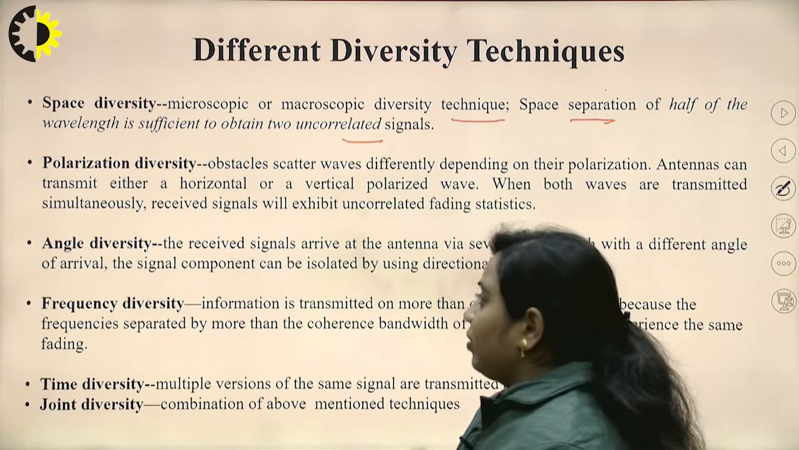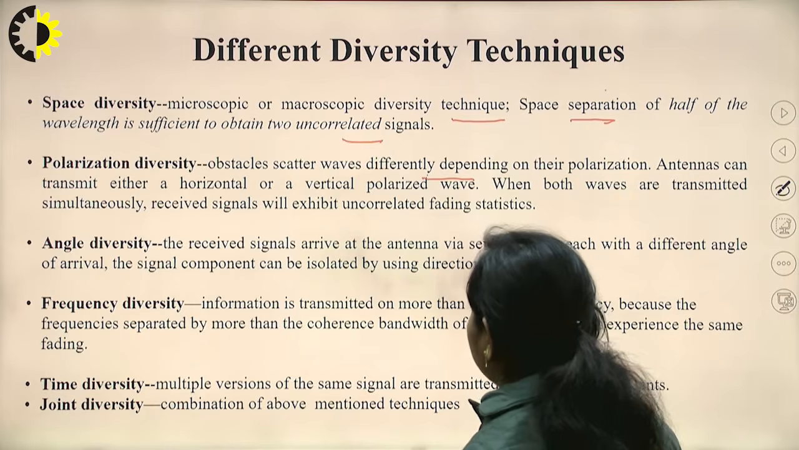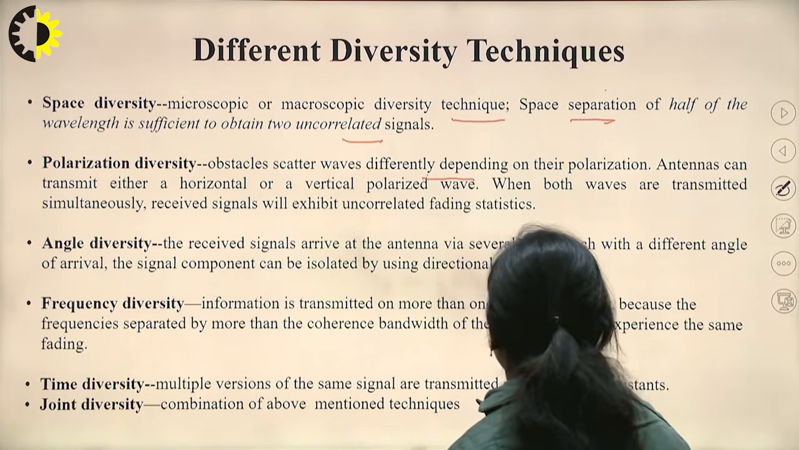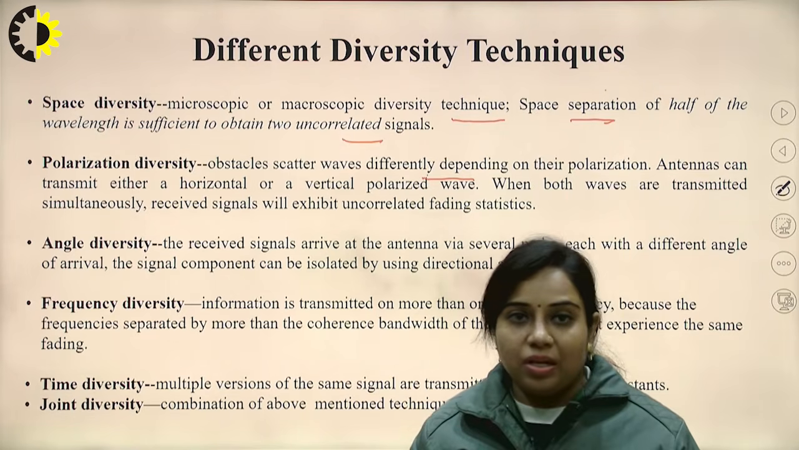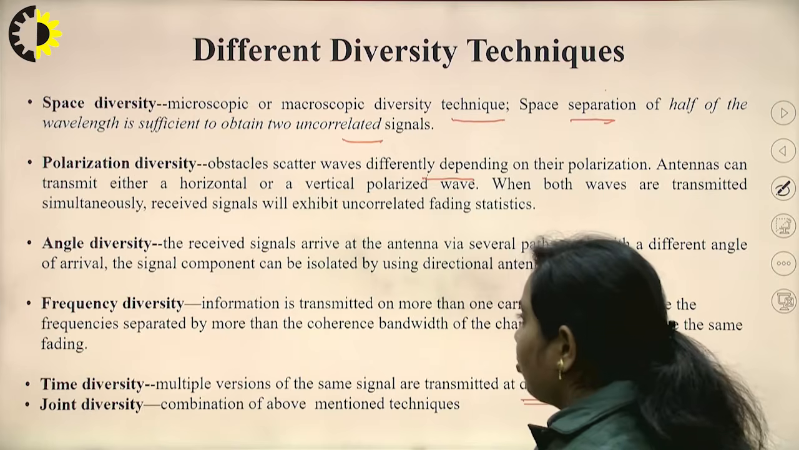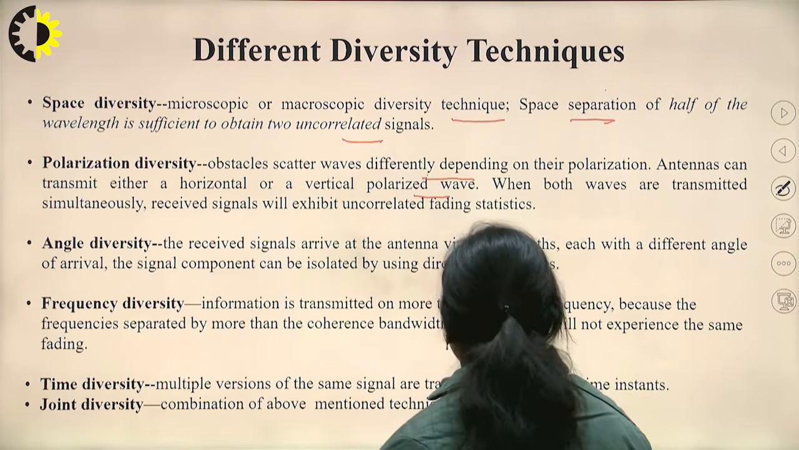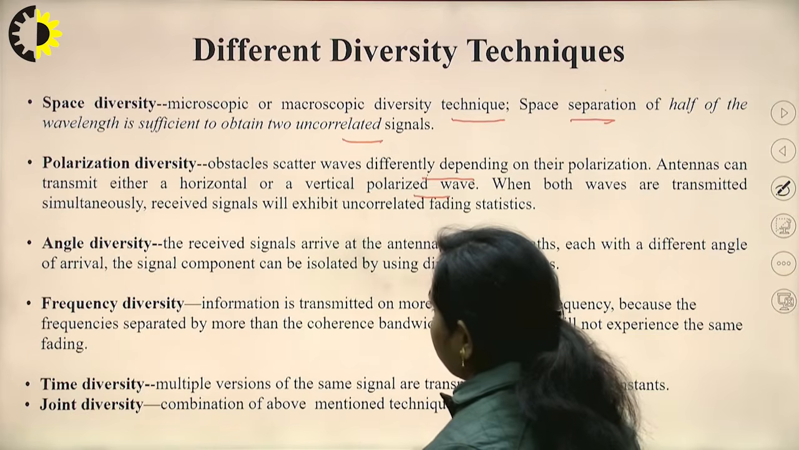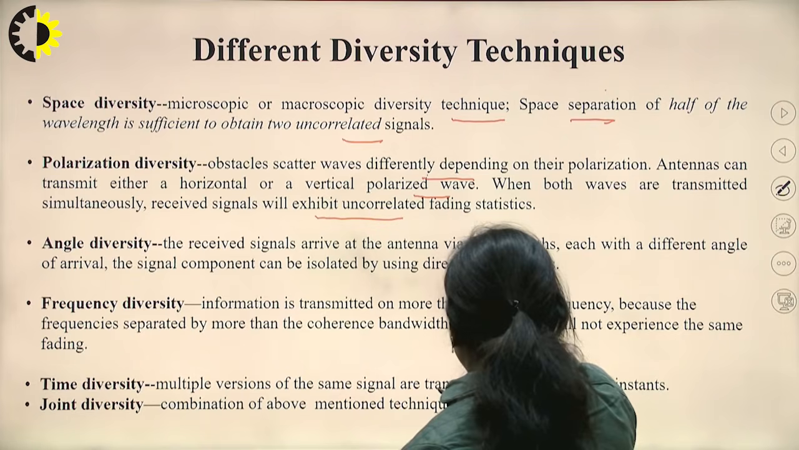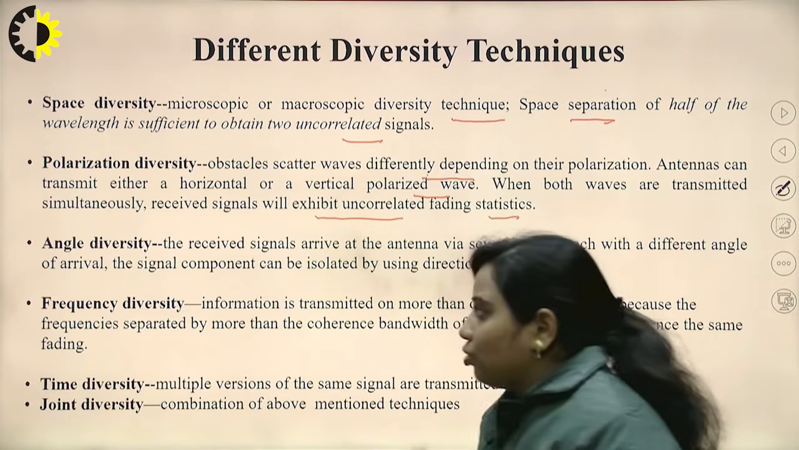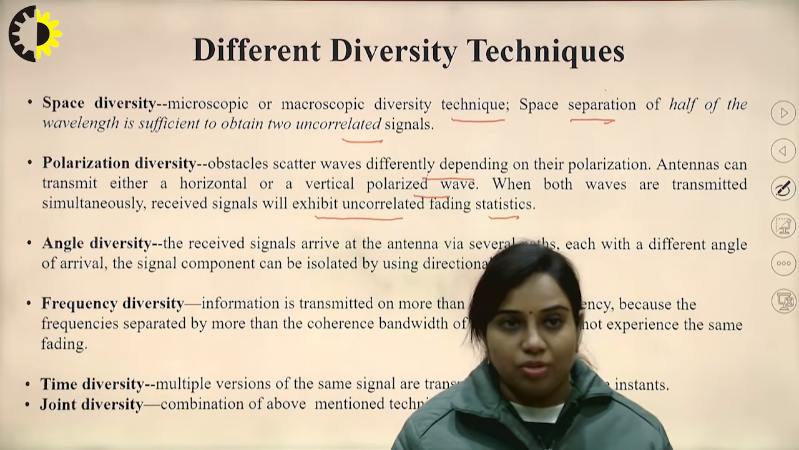Second one is the polarization diversity. The obstacles scatter waves differently depending on their polarization. So in this case, polarization of the signal comes into the picture. Antennas transmit either a horizontal or a vertical polarized wave. When both the waves are transmitted simultaneously, then received signals will exhibit uncorrelated fading statistics. So in this case, the antenna polarization property comes into the picture.